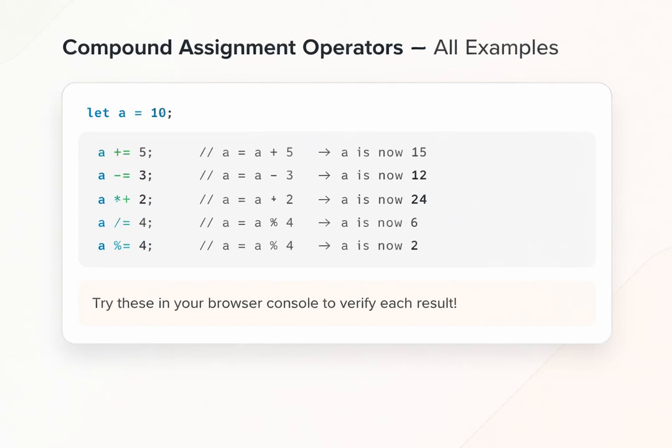Here's a complete example showing all the compound assignment operators in action. Starting with a equal to 10, if we do a plus equals 5, a becomes 15. Then a minus equals 3 brings it down to 12. Then a multiply equals 2 doubles it to 24. Then a divide equals 4 brings it to 6. And finally, a modulus equals 4 gives us the remainder of 6 divided by 4, which is 2.